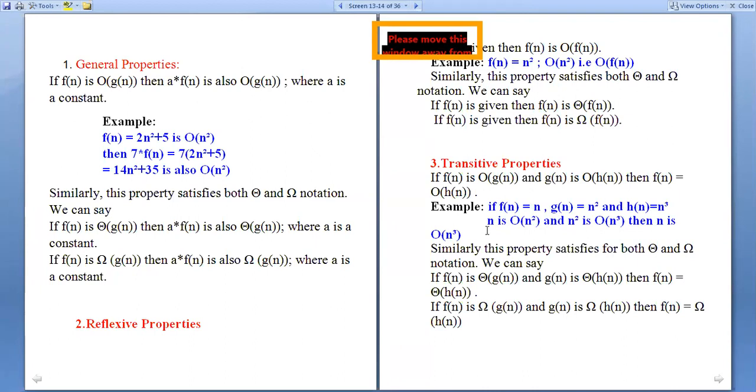So finally what will happen? N is big O of n square. N square is big O of n cube. So what is n? N is big O of n cube. So similarly this property satisfies for both theta and omega notation. We can say if f of n is theta of g of n and g of n is theta of h of n, then f of n is theta of h of n. So simple transitive properties. Okay.